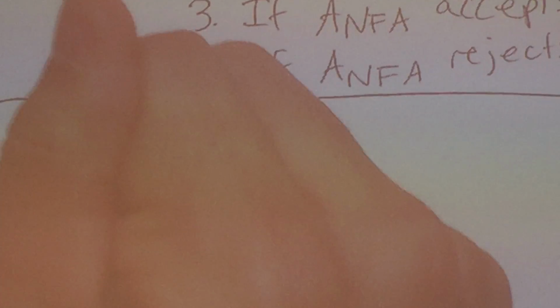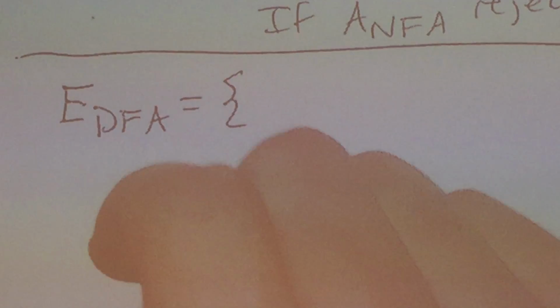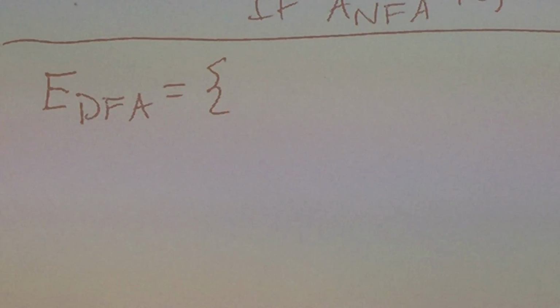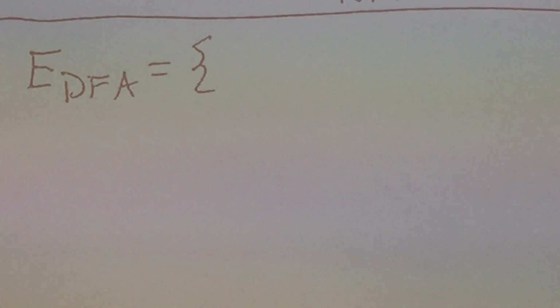Okay, so let's do one that's slightly different. So instead of the acceptance problem for DFAs, let's talk about the emptiness problem. So now I'm not going to be given an input, I'm only going to be given the description of a DFA. So we're going to be given just a single machine. So M is a DFA, and since this is the emptiness problem, I want L of M to be the empty set.